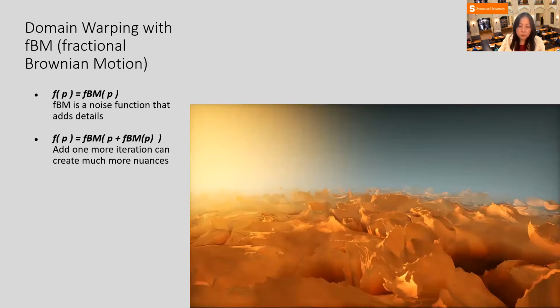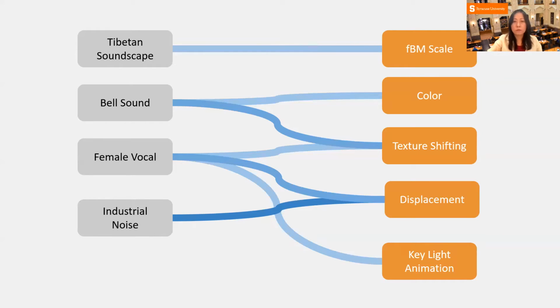Another example would be domain warping with FBM. So basically we're talking about the noise, how the noise would change the shape, as you can see here. Excuse me. This diagram goes a little deeper about the sound attributes, how the sound attributes are linked to the visual attributes.